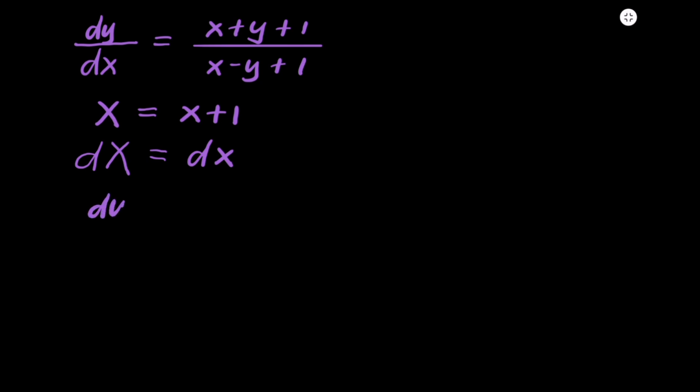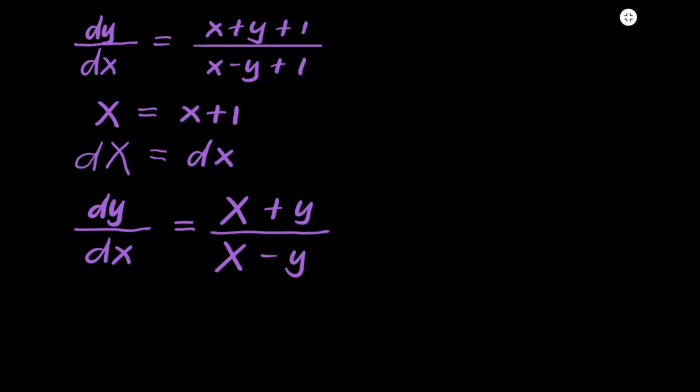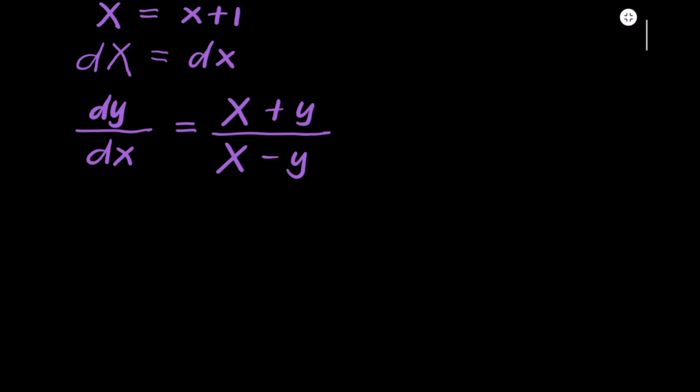So dy/dX equals (X + y) all over (X - y). Okay? Now the equation looks homogeneous because every term is of degree 1. Now, we can use homogeneous substitution. So for a homogeneous differential equation, we can use y = vX. So v here is a function of the uppercase X.